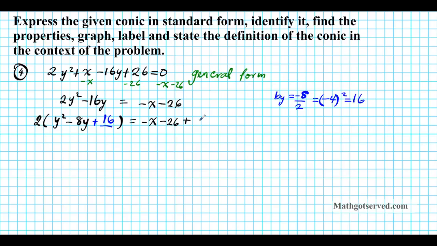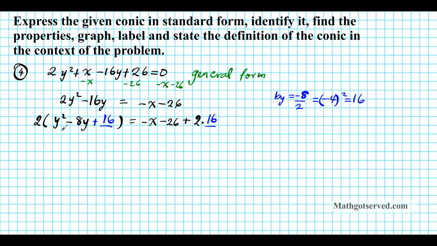What do we add to the right side? Do we add 16? The answer is no. There's a 2 out here, so we have to add 2 times 16. Okay, so we're going to add 2 times that 16 there. 2 times 16. Okay, so we have to be careful with that too.